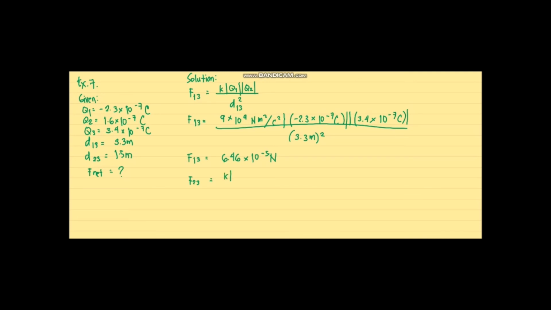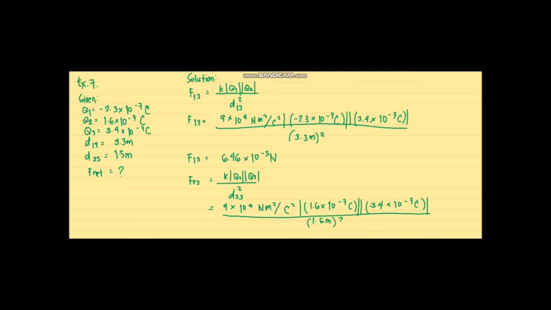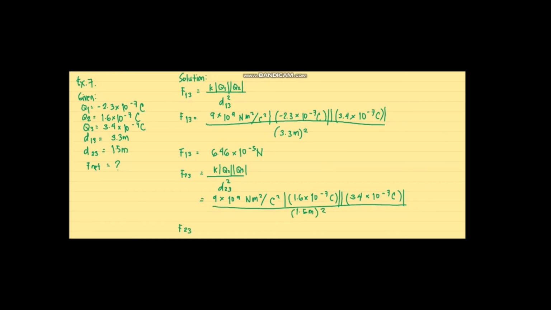Solving for the next force, we now have the force exerted by charge 2 on charge 3. So we have K, Q2, Q3 divided by the distance between them squared. Substituting the given, we now have 9 times 10 to the 9 Newton meter squared per Coulomb squared, times 1.6 times 10 to negative 7, times 3.4 times 10 to negative 7, then divided by 1.5 meters squared. So the force exerted by 2 on 3 is equivalent to 2.18 times 10 to negative 4 newtons.